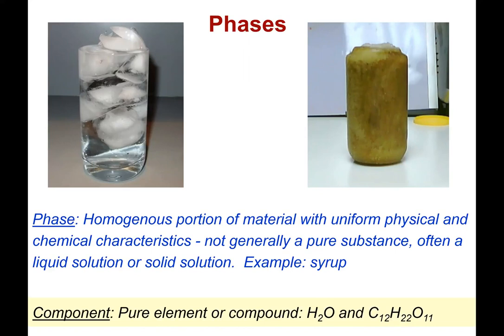Okay, so up until now, we've only seen solid solutions, so we only had one phase in our materials. The components, when we talk about phase diagrams, are just the pure elements or compounds that make up the two ends of the phase diagram. So we're going to look at the case of water and sucrose.